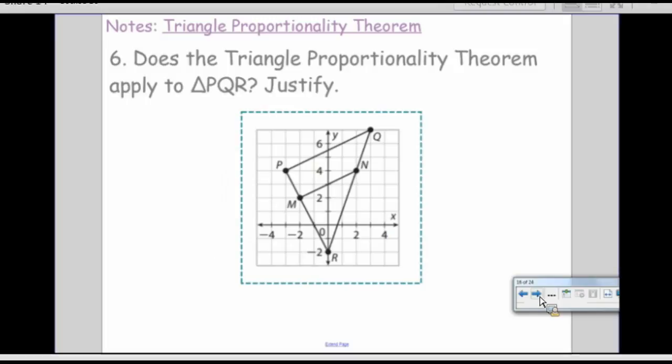Does the triangle proportionality theorem apply to PQR? We're not going to solve this. We're just going to talk about it. Hey guys, we can't just use this theorem anytime we want. And that's the key of this lesson. We can't just use it anytime we want. When can we use it?